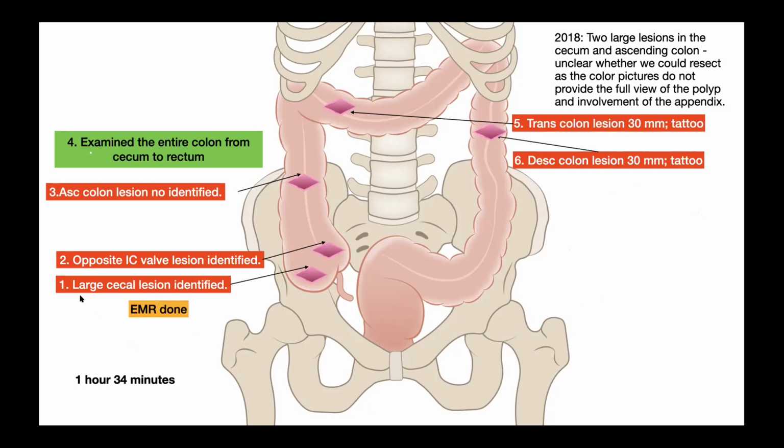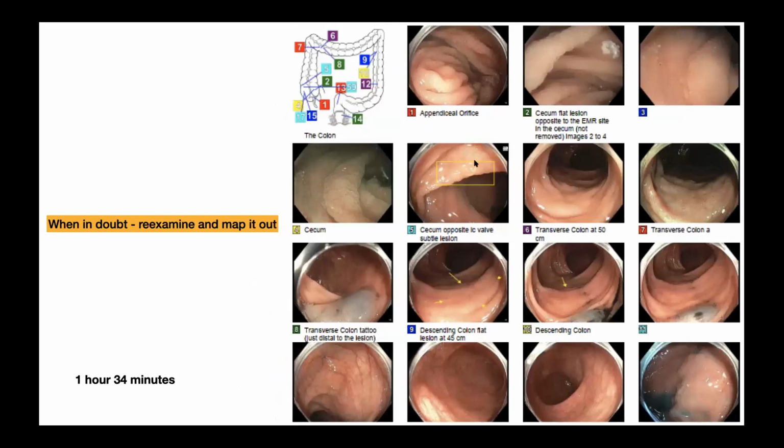So I came back to the cecum and we performed an EMR. So this is what the pictures are. As you can see, this is a right side appendix, and the cecal lesion is very subtle.